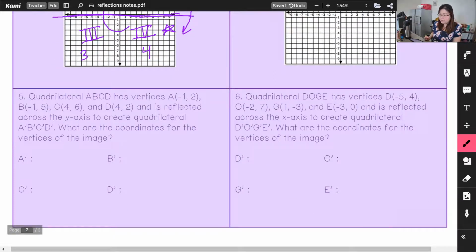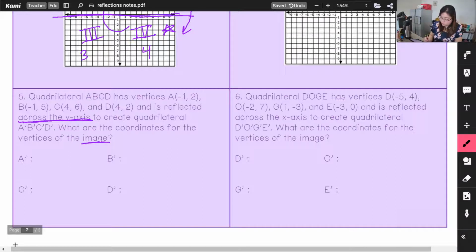Okay, last but certainly not least, okay, number 5. It says quadrilateral ABCD has vertices A (-1, 2), B (-1, 5), C (4, 6), and D (4, 2), and is reflected across the y-axis to create quadrilateral A prime, B prime, C prime, D prime. So they want to know what are the coordinates for the vertices of the image. So we have the pre-image points. We're going to apply the rule to get what the new points, the image points, are going to be. Okay, so we're reflecting across the y-axis.